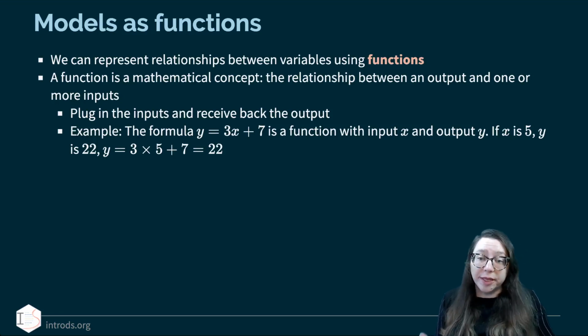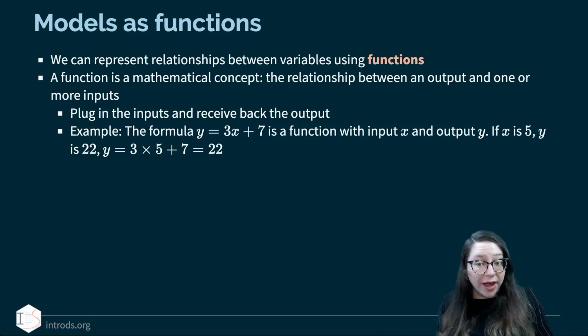If you have the formula y equals 3x plus 7, for example, that's a function with input x and output y. If x is 5, then y is 22. All I'm doing is plugging in 5 for x, multiplying it by 3, adding 7 to it. Hopefully this is a straightforward concept, but models are basically built off of this concept.